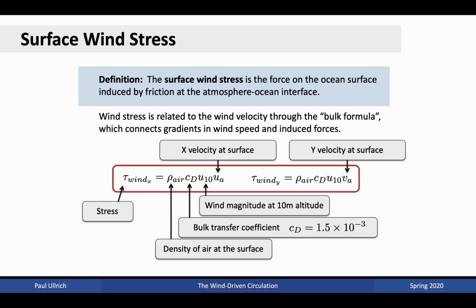Here we see a typical bulk formula. The stress induced on the oceanic surface is proportional to the density of the air, a bulk transfer coefficient, the wind magnitude at 10 meters altitude, as well as the wind magnitude at the surface. The product of all of these terms then gives the estimate for the wind stress. The bulk transfer coefficients are typically derived empirically and can depend on local conditions.